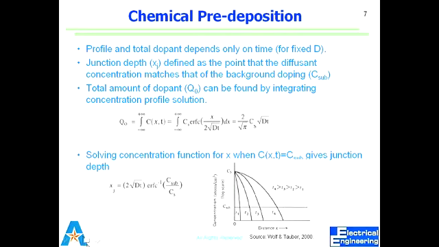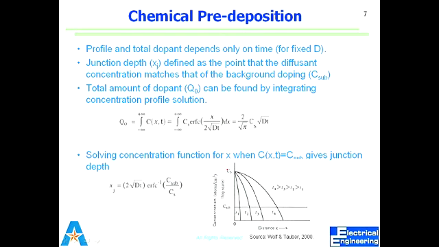Okay, so junction depth is the point where the diffusion concentration matches the background dopant concentration, C sub B. So what we can do is take the area under the curve and integrate it to get the amount of dopant that we need to introduce. When you do this math, what you get is something like this, where time goes up, given an unlimited source.